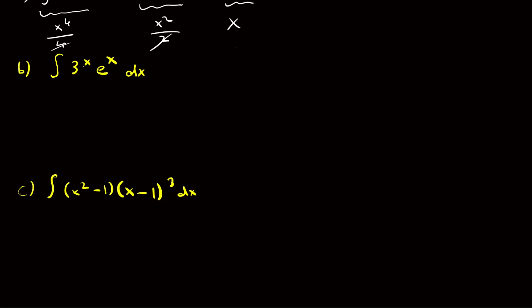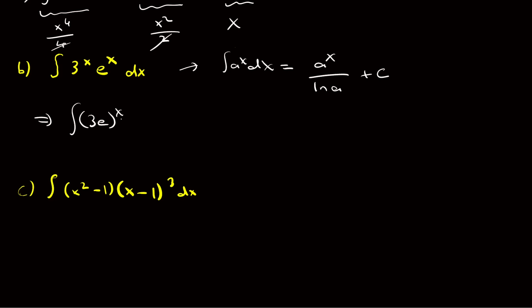Let's continue. Integral of 3 to the x e to the x dx. If this was in the form of a to the x dx, we would know that the answer is equal to a to the x over ln of a plus c. But this is in a different form. Therefore, let's write this as (3e) to the x dx.